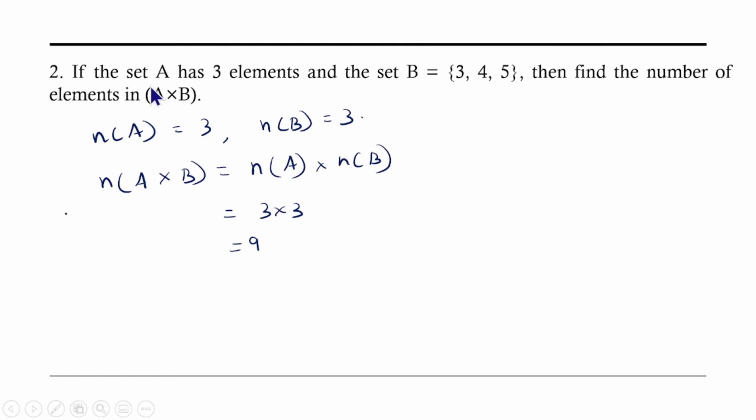So it is given the number of elements in A is 3 and the number of elements in B we can see is equal to 3. So n of A cross B is equal to n of A into n of B. n of A is 3, n of B is 3. So the number of elements in A cross B is 9.